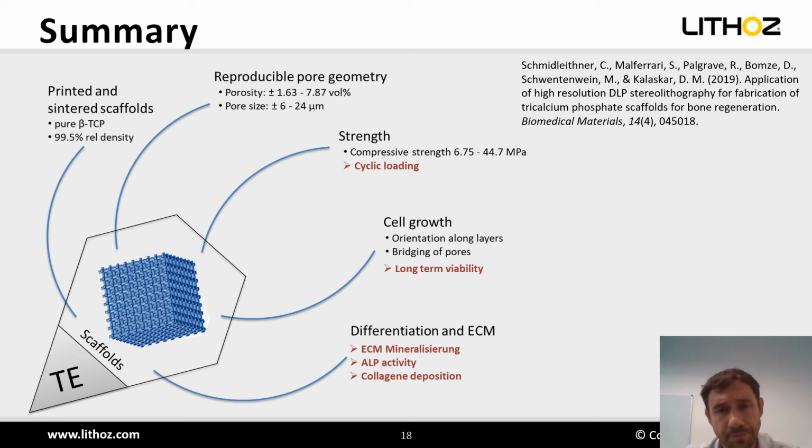The strength was in a range similar to what you find in native bone tissue, but on the lower end of it. So depending on the density, between 6 and 45 megapascals. And as I said at the beginning, because of time constraints, I was focusing here on the mechanical performance and left out the biological data.